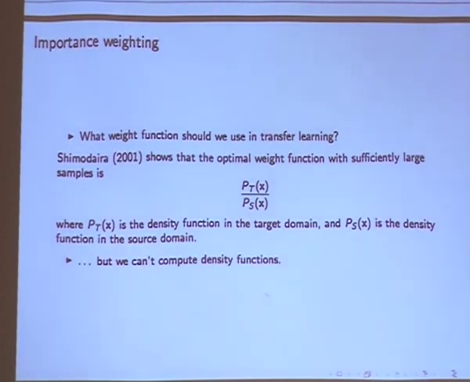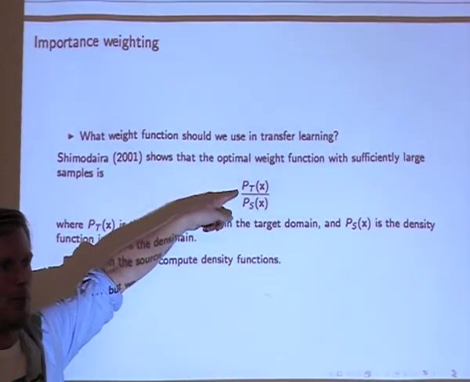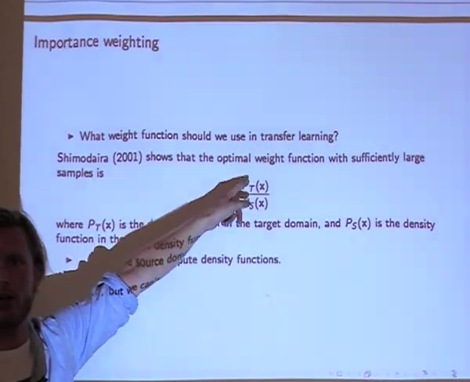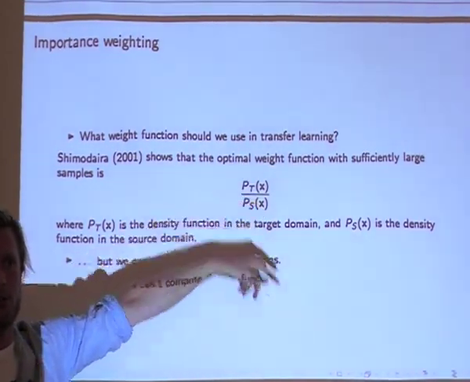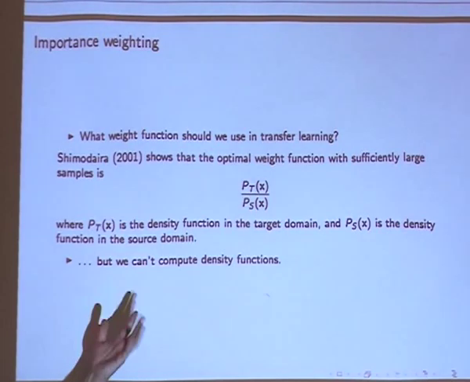Now, the problem, of course, is what weight function should we use? How should we weight the data? And you can show theoretically that what we really want as our weight of every data point, x here, is the probability of that data point in the target domain over the probability of that in the source domain. The only problem is that we can't compute these density functions, right? Unless we make a lot of really, really strong assumptions about how the variables interact.